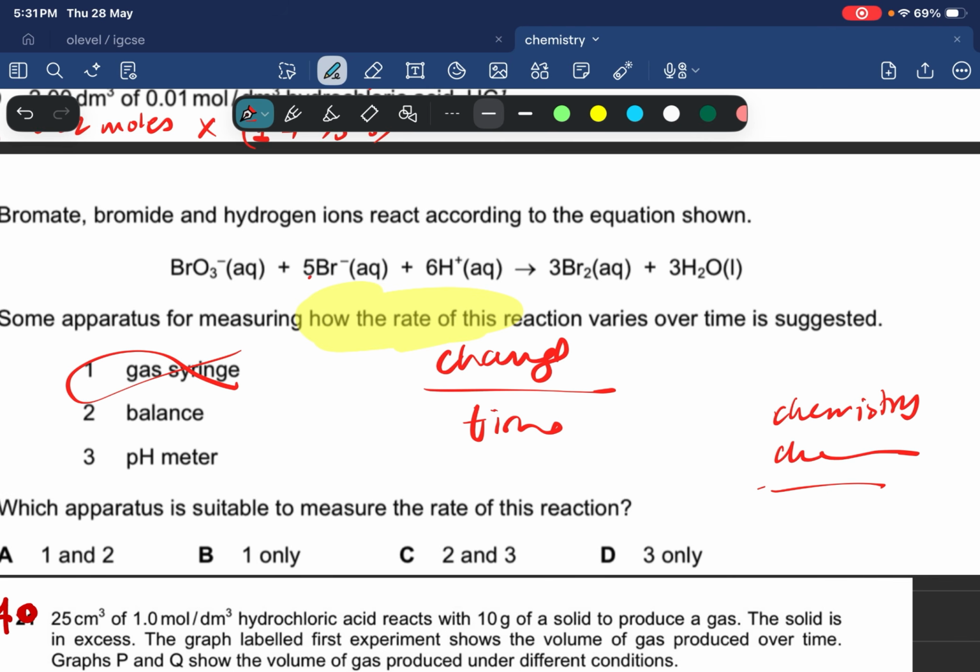So I need 5 moles of this, 1 mole of this, and 6 moles of this. And I only need a pH meter. I don't need a balance. What do I need to do with mass? Mass doesn't tell me the moles. I don't think I need a balance.